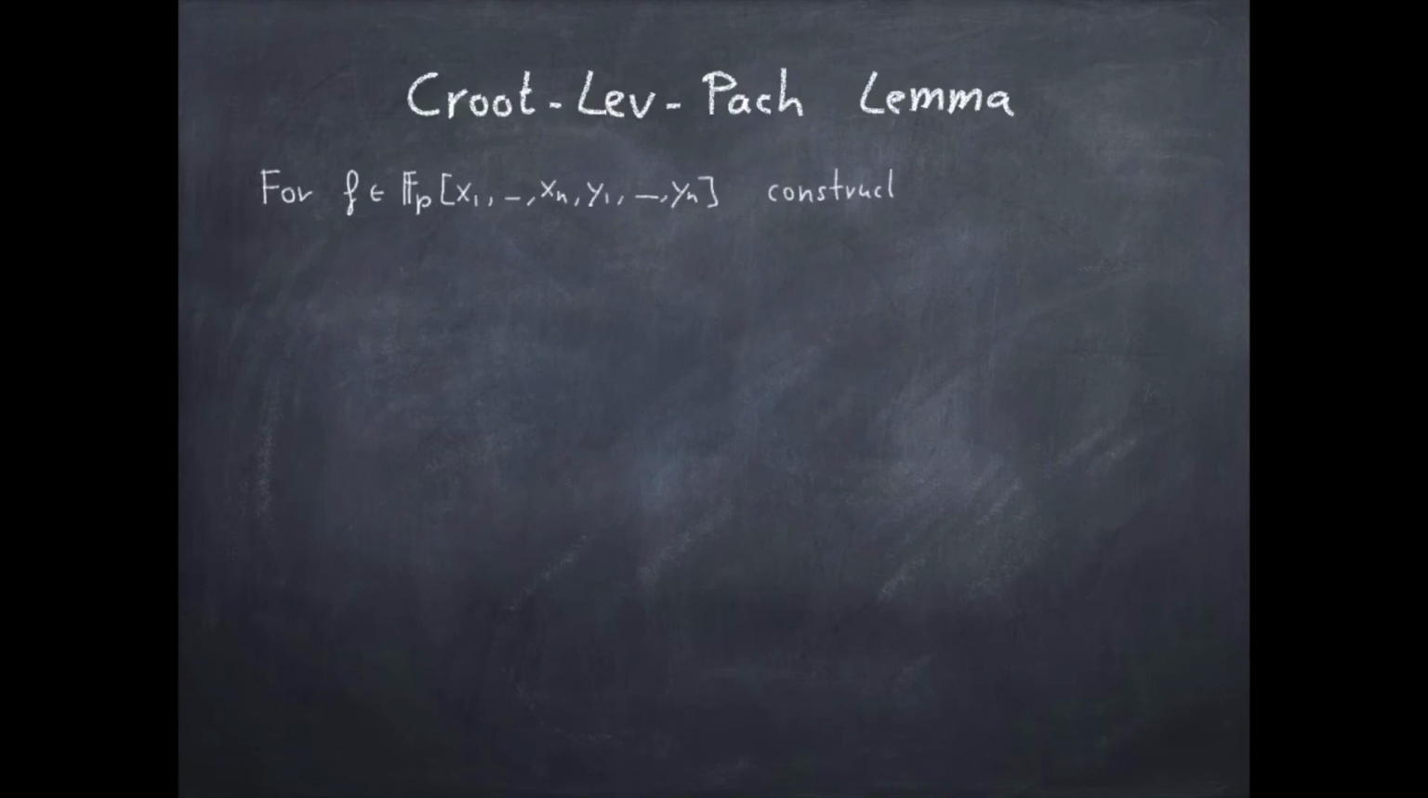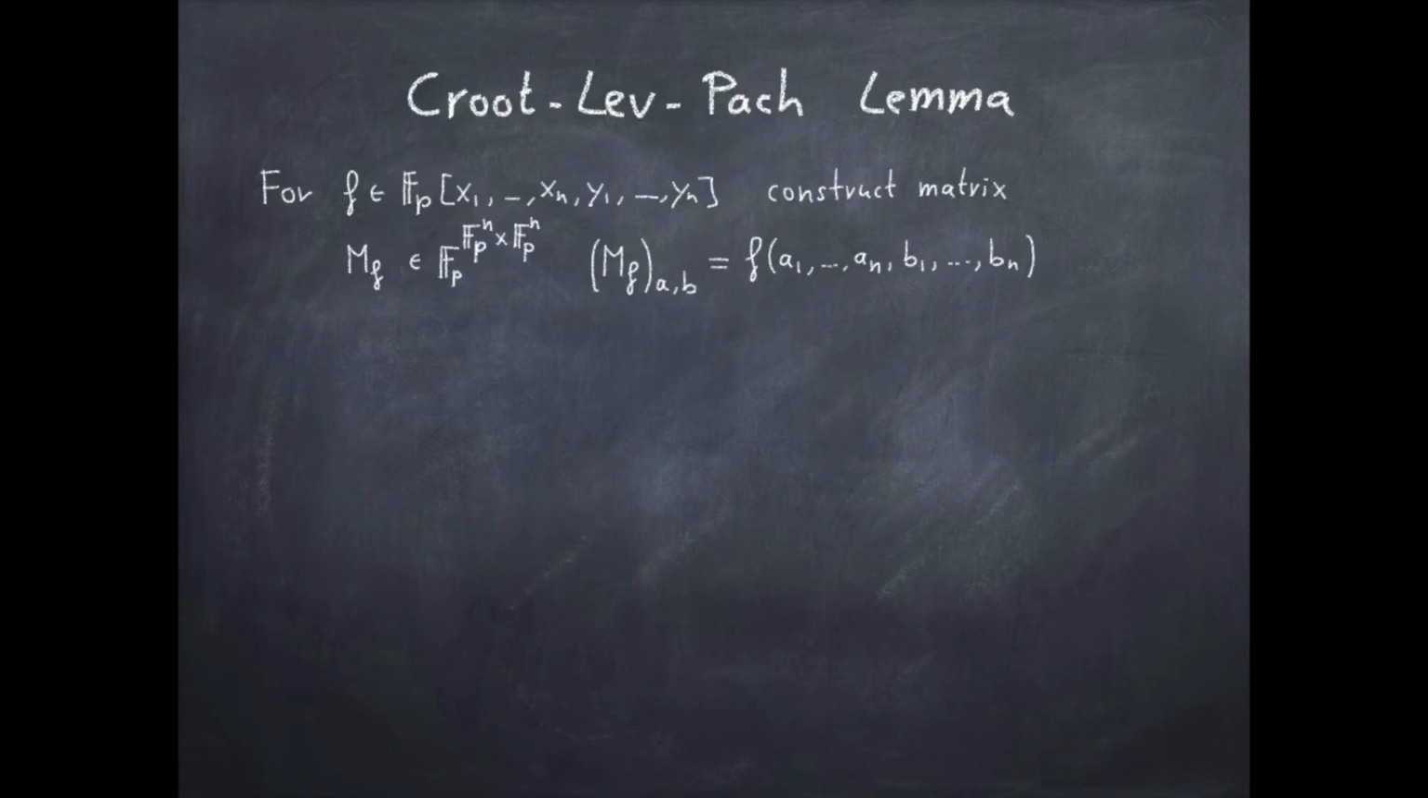Given a polynomial in 2n variables, we can view it as a matrix. The columns and the rows of the matrix are indexed by all elements of F_p to the n. Given two n-tuples a and b, we obtain the corresponding entry in the matrix by substituting a for the first n variables and substituting b for the second n variables.